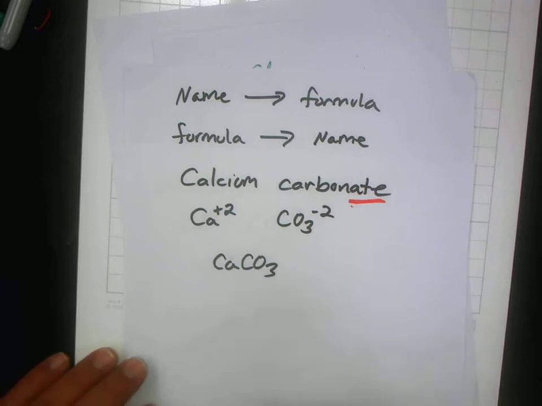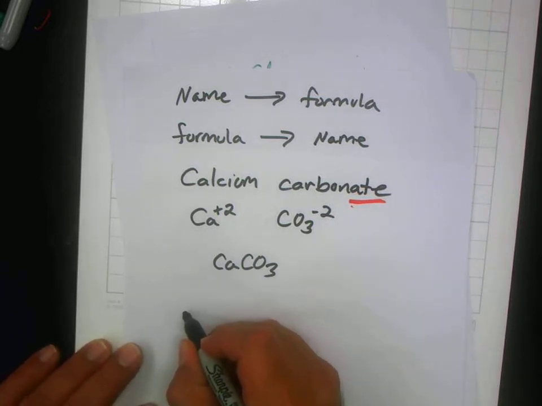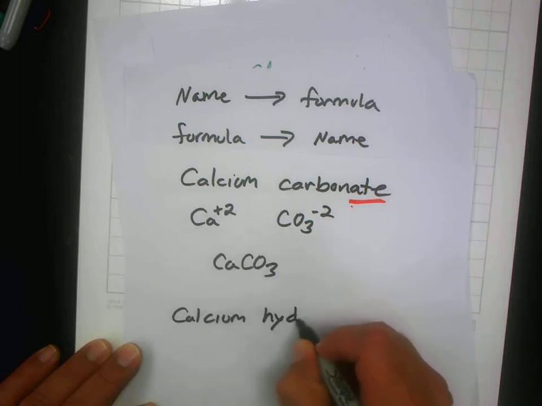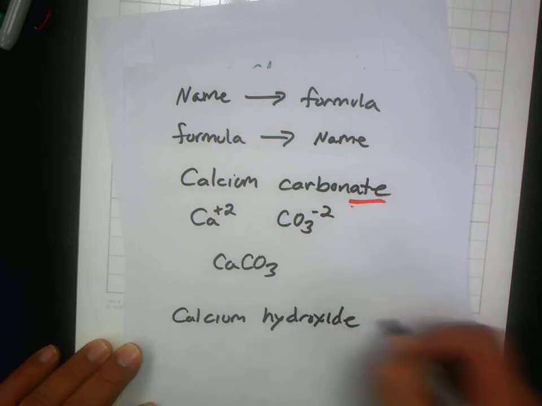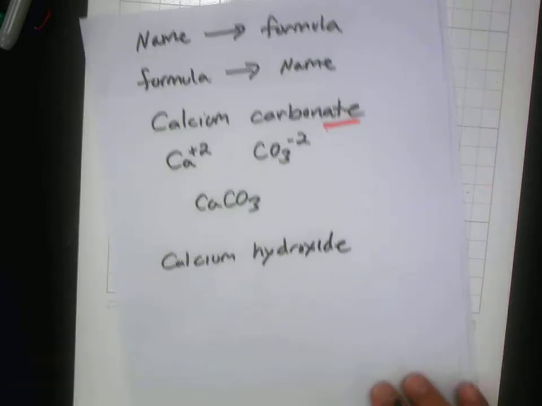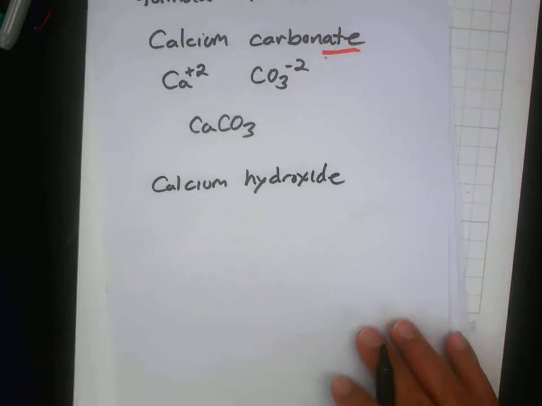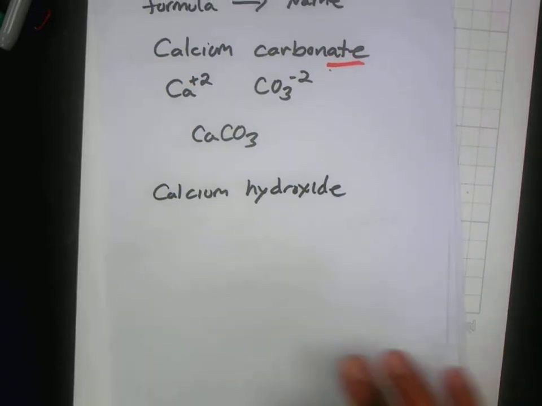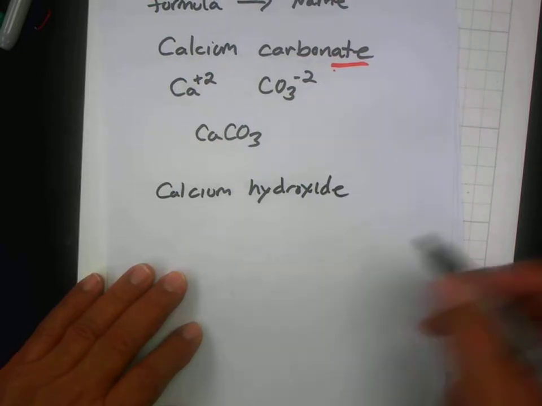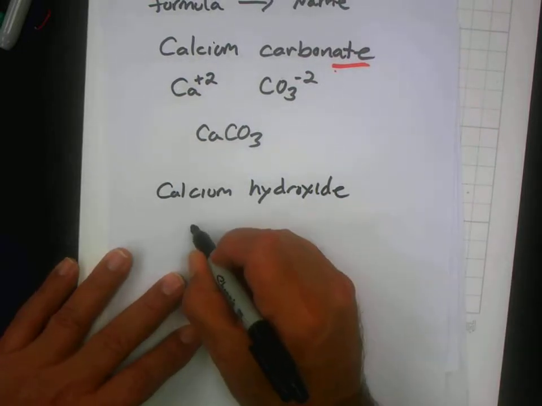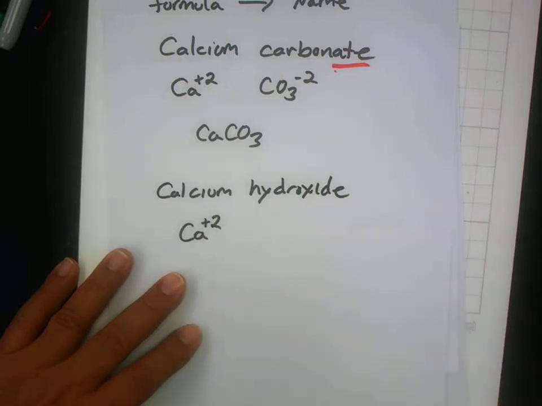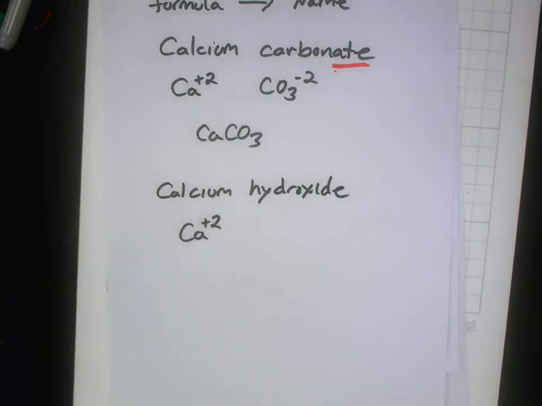Let's try calcium hydroxide. How do you write the formula for calcium hydroxide? Well, you have to figure out the 2 ions. Just like before, calcium is our first ion, our cation. Since calcium is calcium, it still has a symbol of Ca, and it's still in column 2, so it gets a +2 charge.